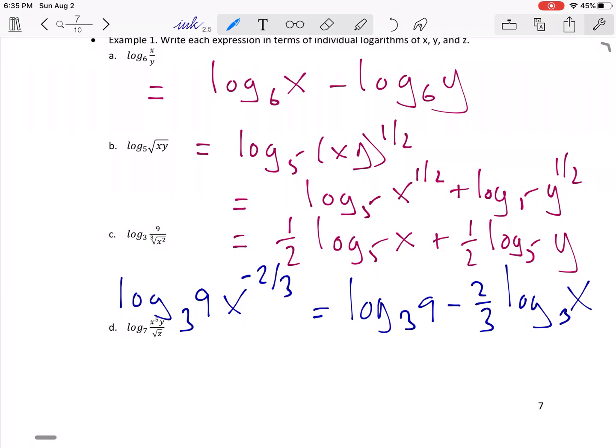Now, because the log 3 of 9 doesn't have any variables, no letters there, you can evaluate that, and so that's just saying 3 to the x equals 9, so x is going to equal 2. So you can just write this as 2 minus 2/3 log 3 of x. Okay, and you can just leave it like that.